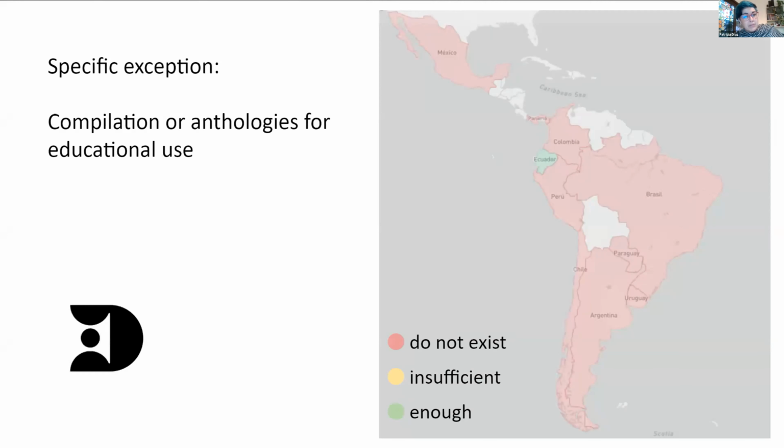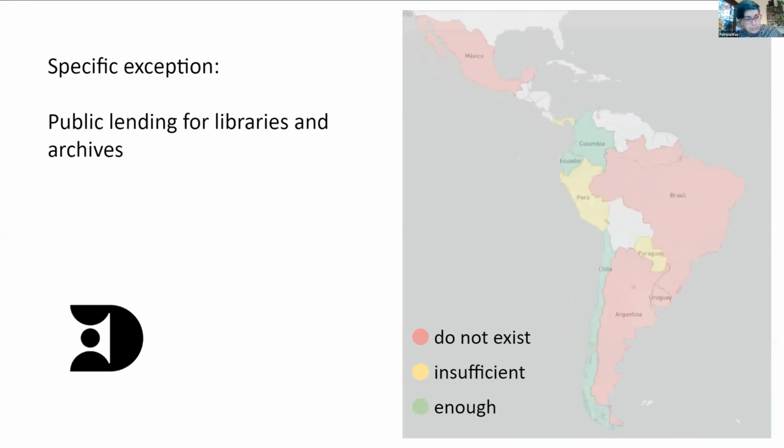This map is about compilations or anthologies for educational use. The use of compilations of fragments or selections of readings is a widespread custom in Latin America. Universities use it for research or private study use. This type of limited anthology is expressly allowed in only one country, Ecuador.